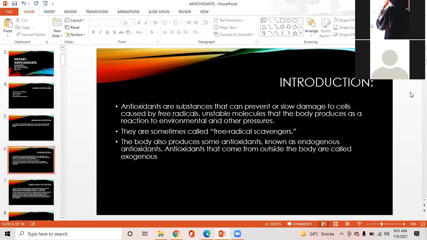Introduction. Antioxidants are substances that can prevent or slow damage to cells caused by free radicals, unstable molecules that the body produces as a reaction to environmental and other pressures. They are sometimes called free radical scavengers. The body also produces some antioxidants, known as endogenous antioxidants. Antioxidants that come from outside the body are called exogenous.